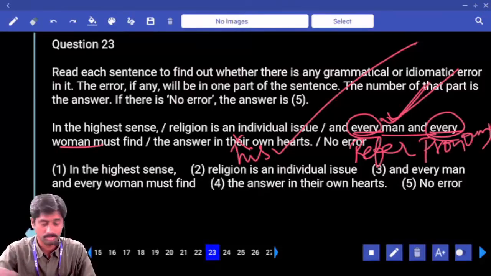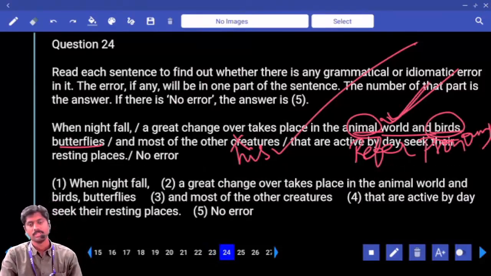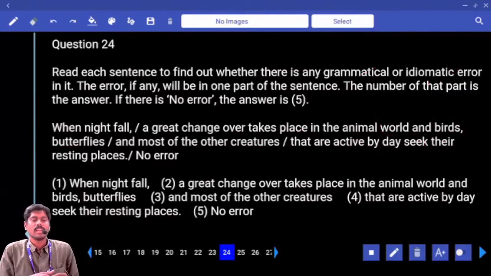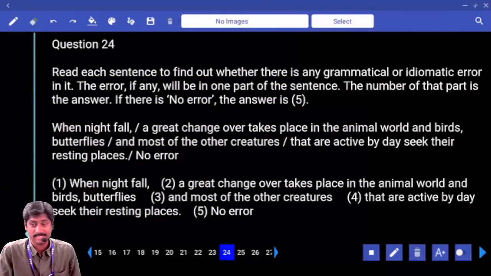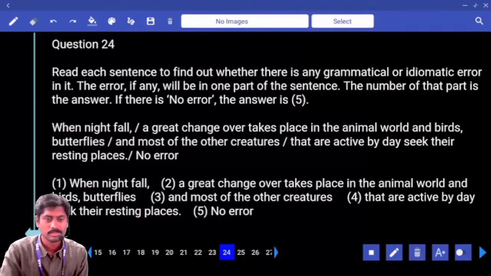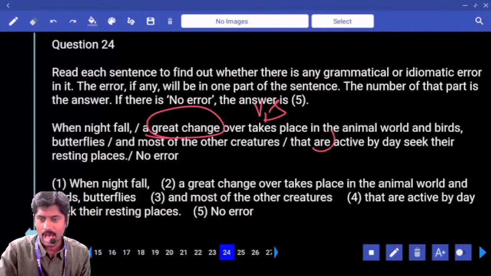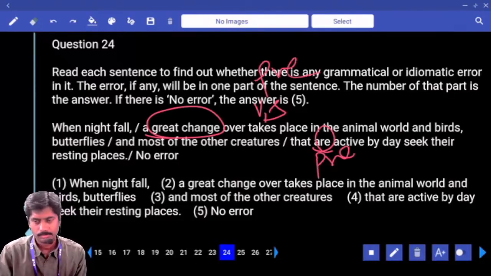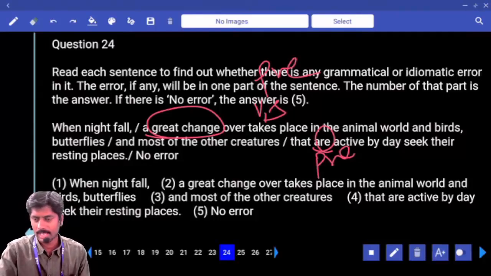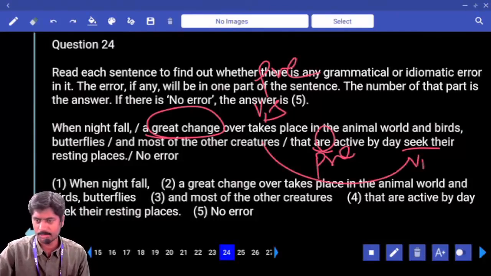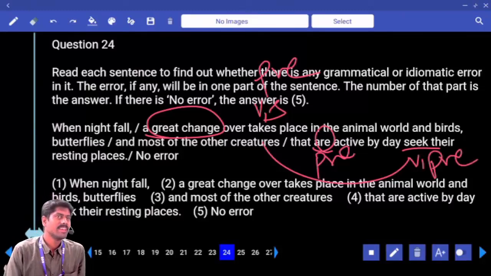You can write down this also. When night falls, a great changeover takes place in the animal world and birds, butterflies and most of the other creatures that are active by day seek their resting place. A great change takes over. V1S, present. V1S, present. And creatures seek, V1, present. Where is the error?